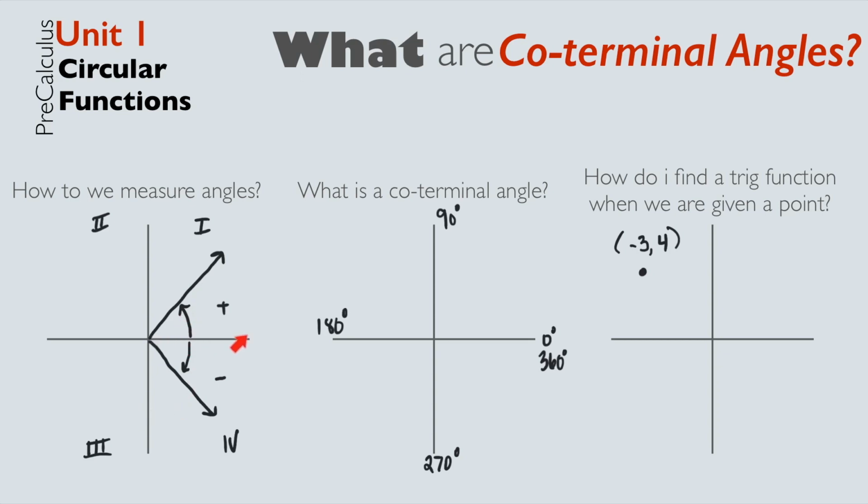Right? We always measure what we call standard position. We start off with the positive x-axis and go around clockwise or counterclockwise. That's how we're going to measure all of our angles from inside the unit circle.